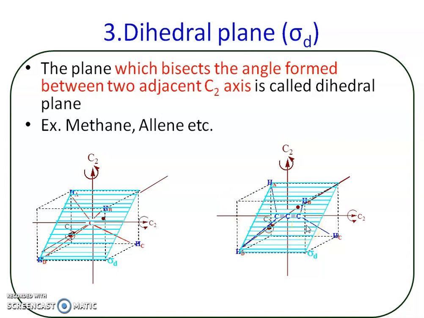So in this way, in methane and allene molecules there are 6 dihedral planes, and remember, a dihedral plane bisects the angle formed between 2 adjacent C2 axes, and at the same time that plane bisects the molecule into 2 halves which are mirror images of each other, or which are equivalent or identical.